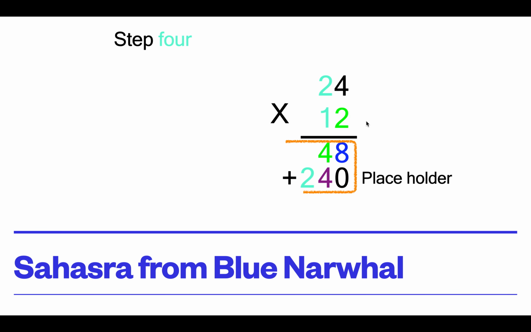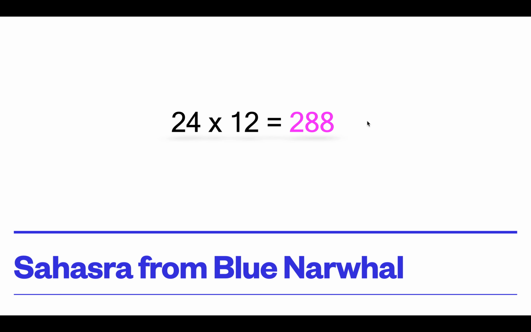Next, we're going to add 48 plus 240. That equals 288. That means 24 times 12 equals 288. See how easy 2-digit multiplication facts are now?